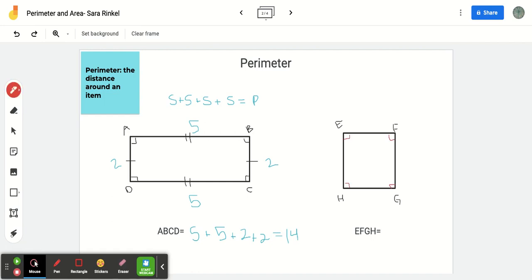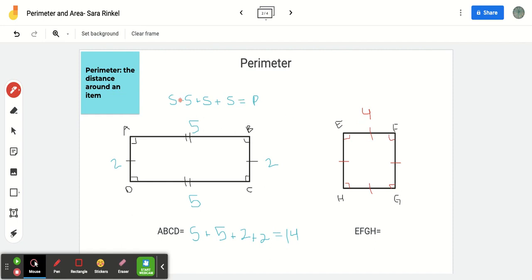Now we can move on to finding the perimeter of a square. A square has all congruent sides, so they're all the same number. Let's say that each side is 4. If I just put the unit number up here, you can figure out that all of the rest of the sides are 4 as well, since it's a square and all of the sides of a square are the same.